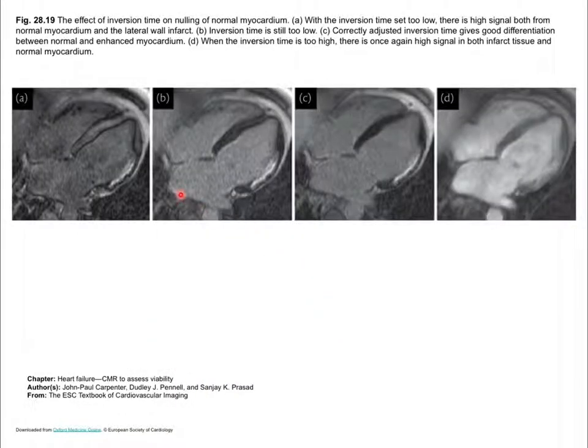Here are some example pictures of that bright signal after a contrast agent has been injected. You image about 10 minutes later and you see normal myocardium where the contrast is washed out, and here the contrast did not wash out, and it produced a very high signal with the T1 weighted image.